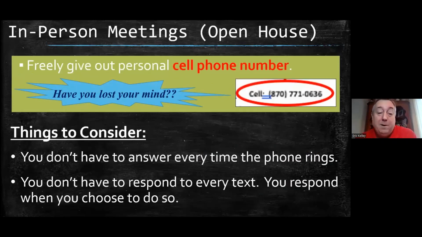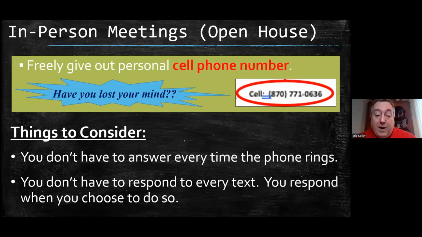Some things to remember: you don't have to answer every time the phone rings. And I don't. In fact, I tell my parents up front, text me first. If you call, I'm going to assume you're a telemarketer and not answer the phone. So if you need to talk, text me first, tell me who you are. I don't save all their numbers. Text me first, tell me who you are, and say, hey, can we talk? Or just text me what we need to discuss. So you don't have to answer every time the phone rings.